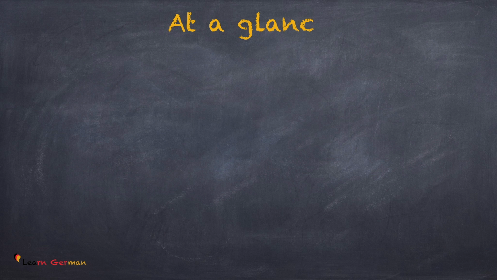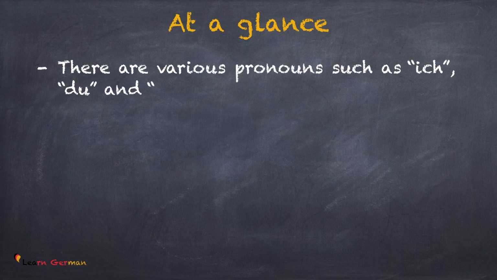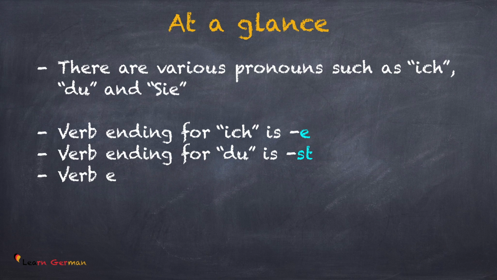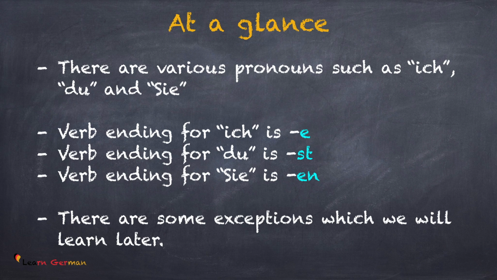Great! Now let's summarize what we have learned in this video. There are various pronouns in German such as ich, du and sie. We'll be learning the remaining pronouns in another video. The verb ending for ich is e, for du is st, and for sie is en. Exceptions such as the verb sprechen we'll be learning later. More verbs and more conjugations will be coming up in a different video.